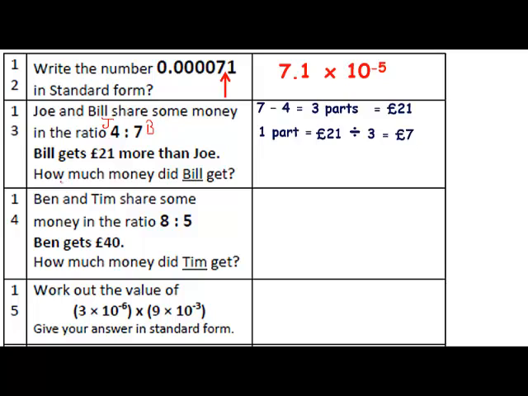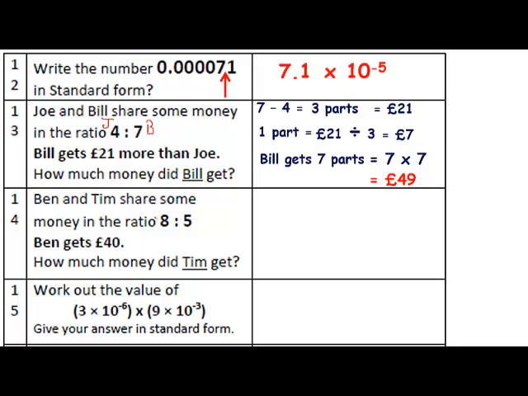If 1 part is worth 21, one part is worth £7. How much money did Bill get? Bill got 7 parts, so that's 7 lots of 7, which is 49. Okay, make sure you take your time with that question, and you can do it well.